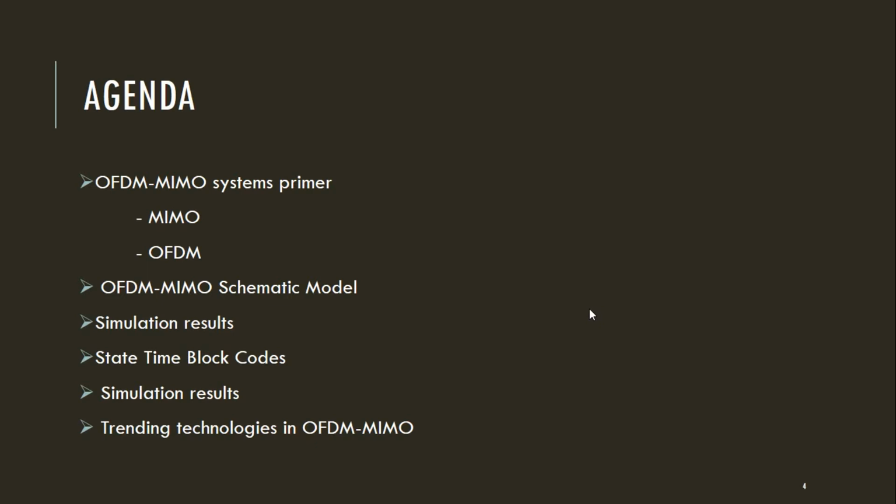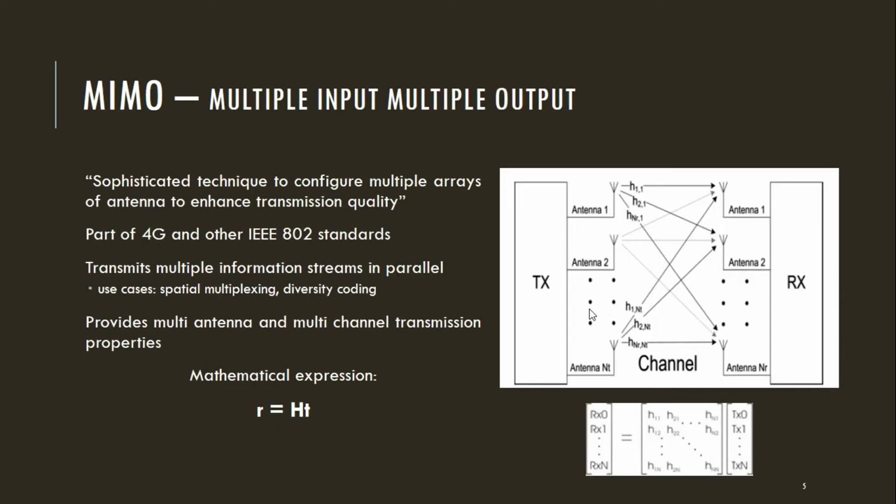The schematic model will also give a good idea of how the simulation model for the same works. Then I would show some simulation results for the OFDM MIMO schematic and discuss a little on the space-time block codes, how they improve the OFDM MIMO performance, the simulation results again for the space-time block codes, and in the end I will discuss a few trending technologies in OFDM MIMO.